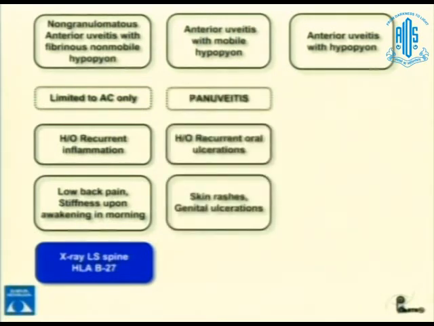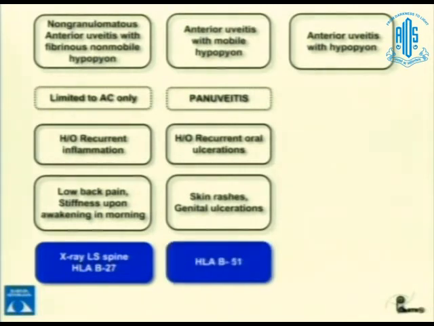The same, the patient with mobile hypopyon, the anatomical inflammation is there in all three parts of the uveal tract. Then the patient gives you the history of recurrent oral ulcers, and on systemic examination you can see some skin rashes or genital ulceration. So what investigation will you do? You will rule out Behçet disease.